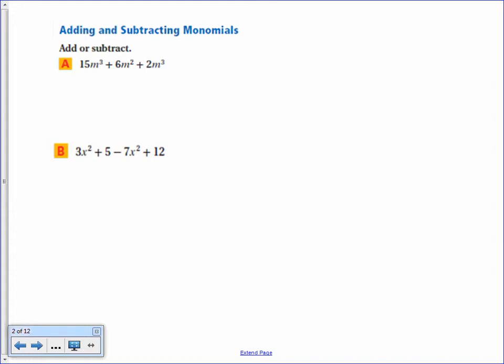We have 15m to the third plus 6m squared plus 2m to the third. We have to look at which monomials, or which terms, have the same variables, and they have to be the same variables with the same power as well. You're going to hear me throw around the term like terms. So which ones have like terms? It's kind of like a matching game.